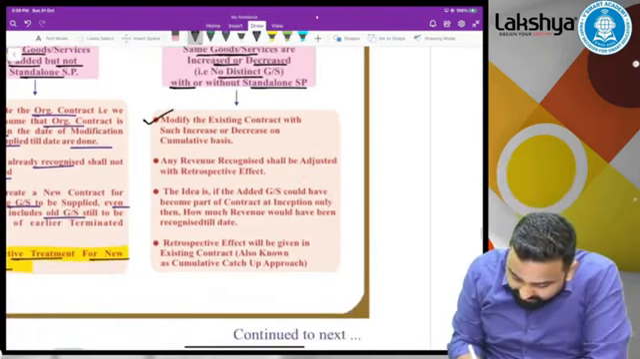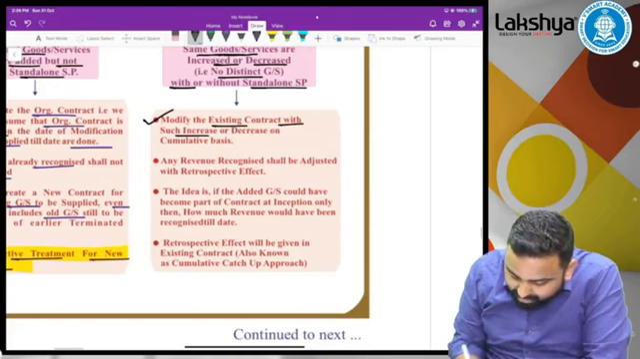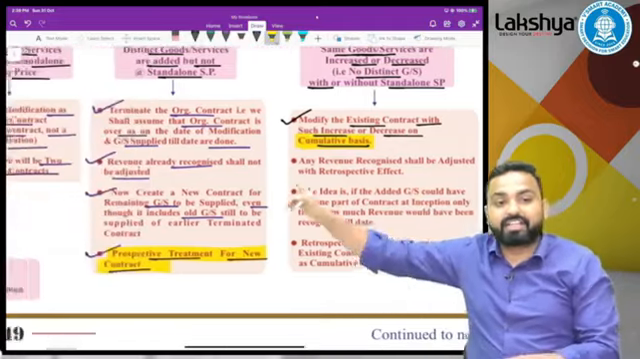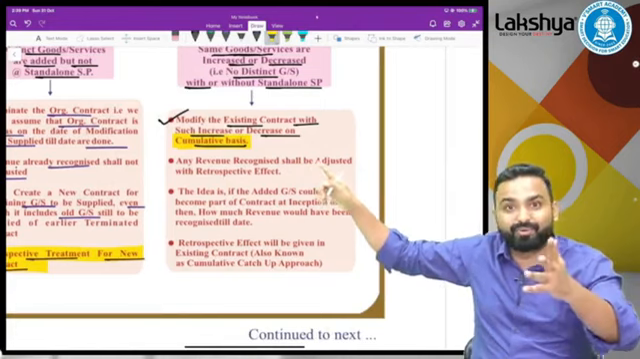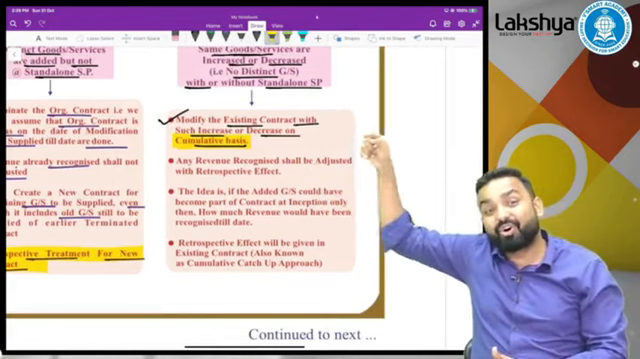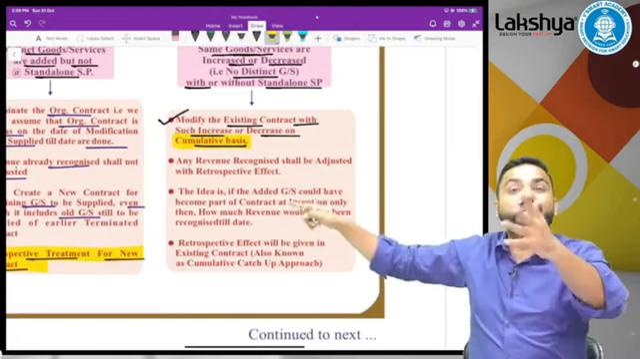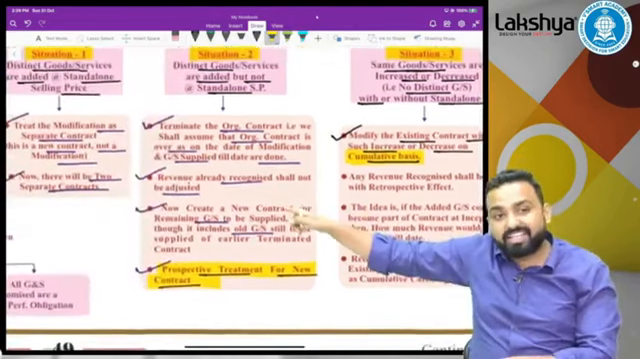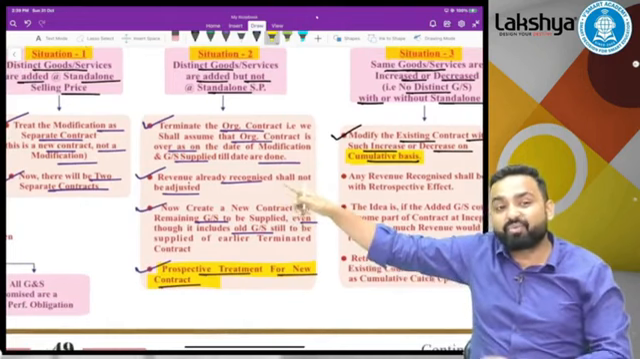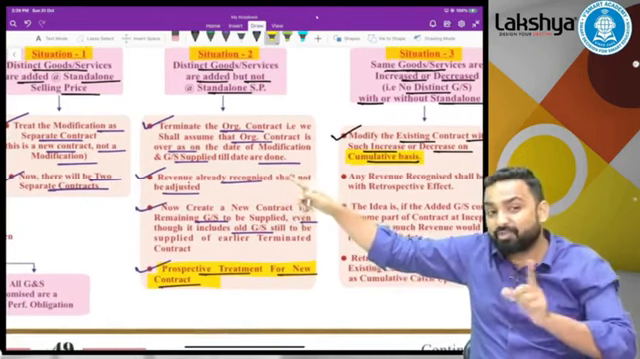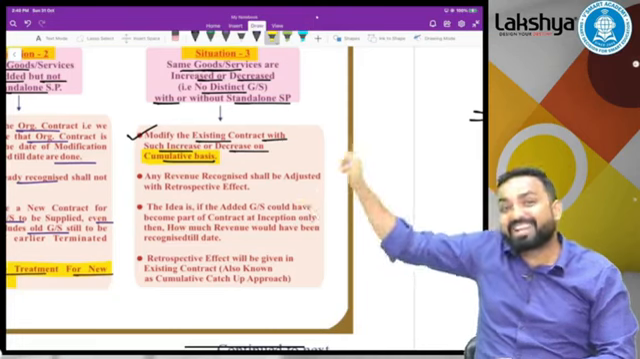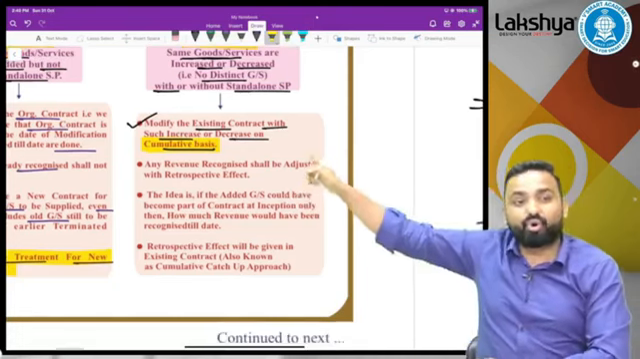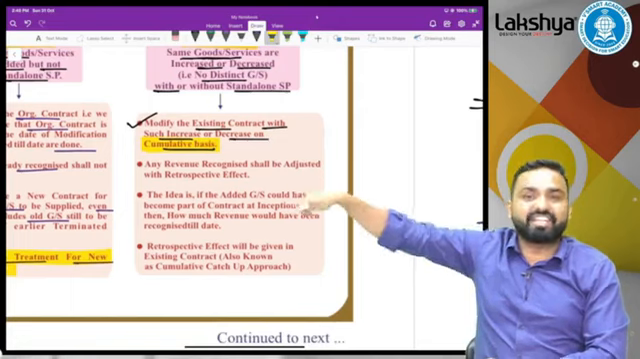Now, modify the existing contract with such increase or decrease on a cumulative basis. In the second situation, you need to terminate the original contract. In the third situation, you need to adjust the original contract only. No need to make a new contract. In the second situation, already recognized revenue was not to be disturbed or adjusted. But in this situation, already recognized revenue needs to be adjusted. So the original contract needs to be changed.